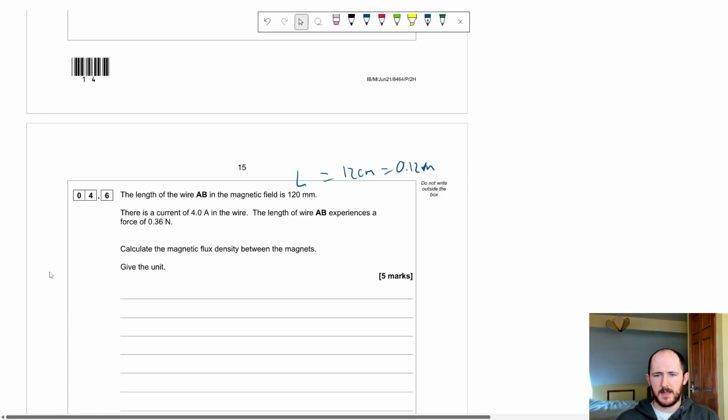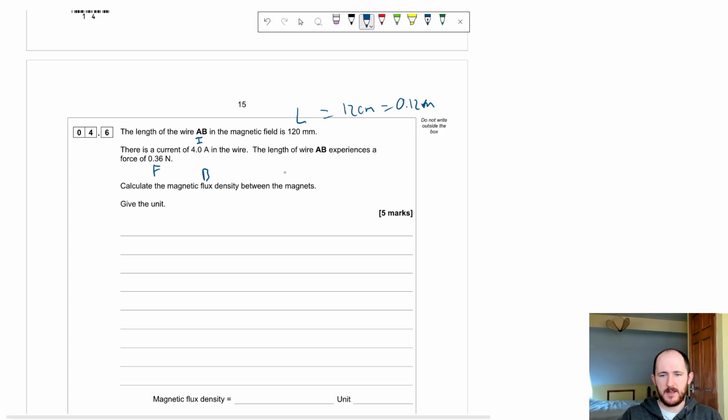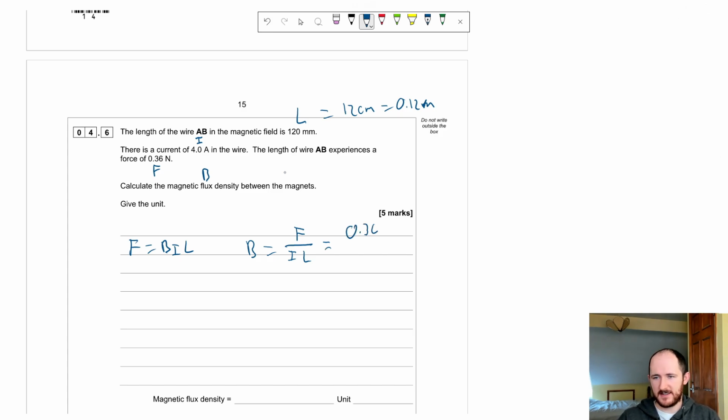The current is 4, and the force is 0.36. Calculate the magnetic flux density, which is B. So we're looking for an equation that links F, B, I, and L. That is, force is equal to B I L, which means the magnetic flux density is force over IL. And we just sub in the values for 5 marks. 5 marks. Crazy. Absolute insanity.